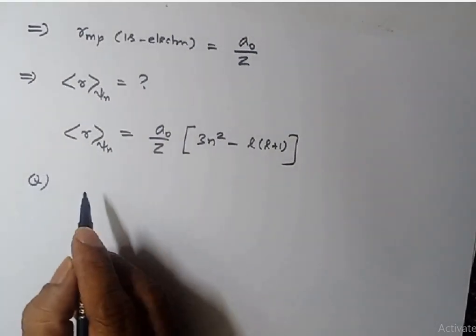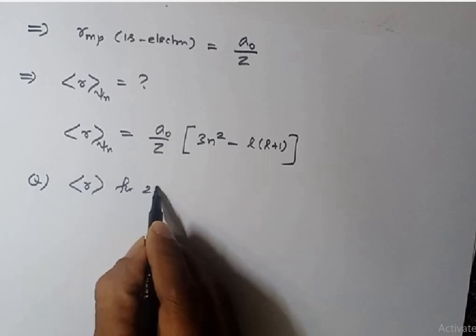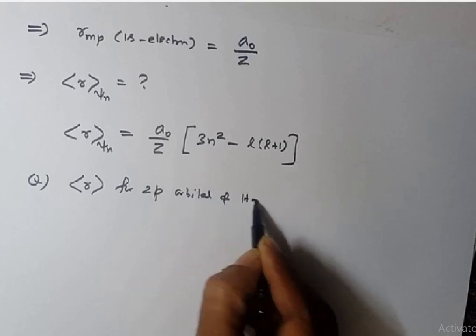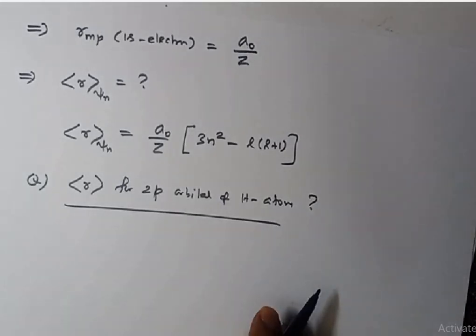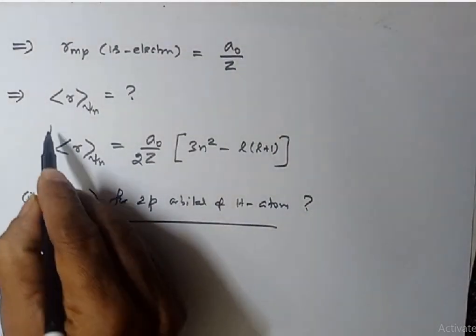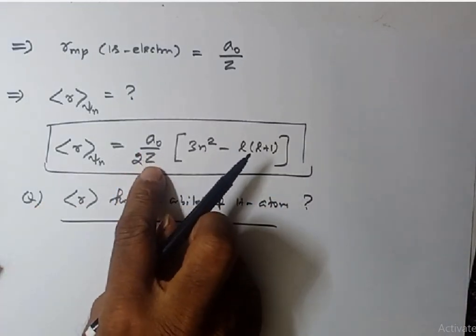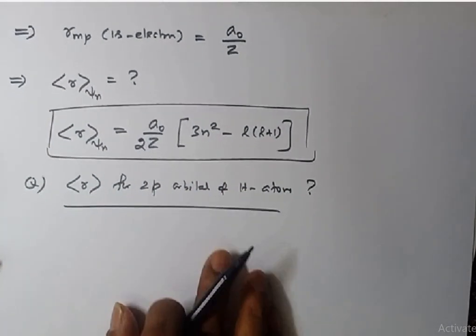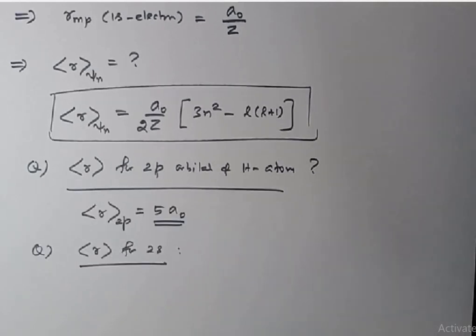Find the average radius for the 2p orbital of hydrogen atom. Yes, do it. See, this is the general formula to find the average: a naught by 2 into Z into 3n square minus L into L plus 1. Now we should find out the average value of r. Right, now tell me what's the answer? Average value of r for the 2s orbital of hydrogen atom.